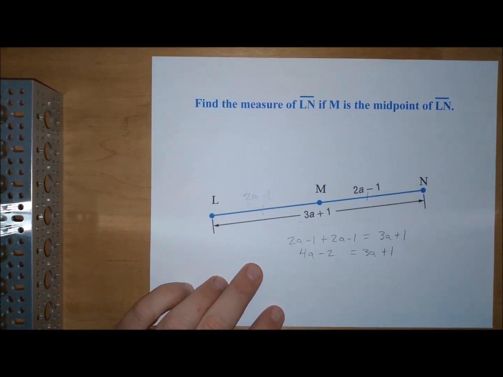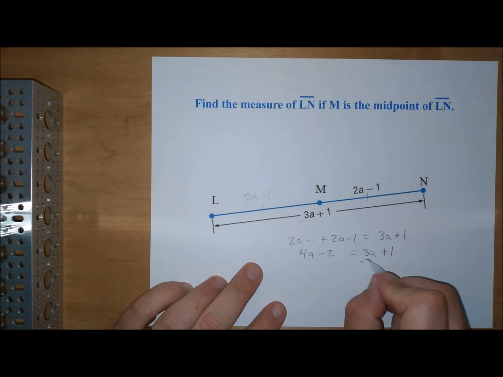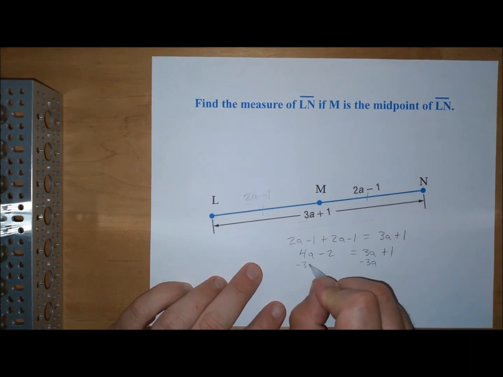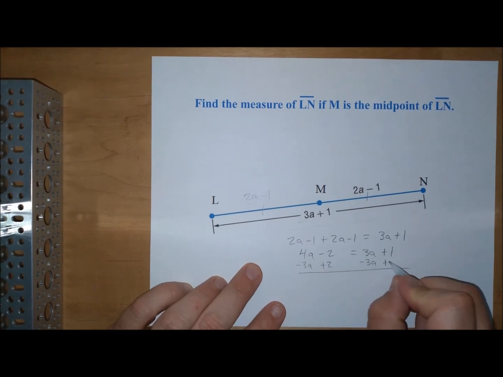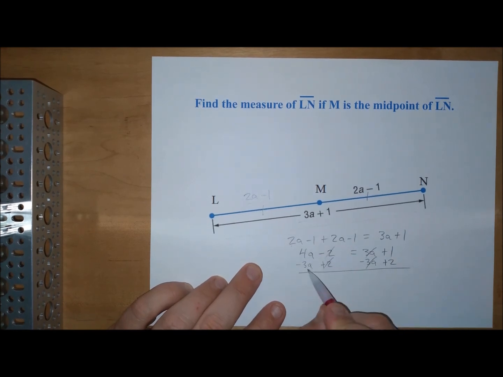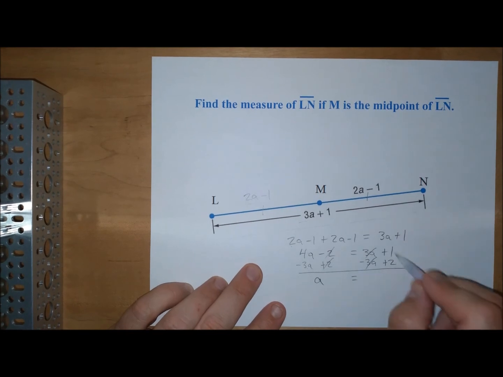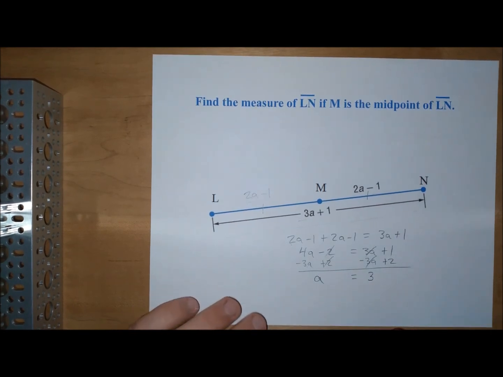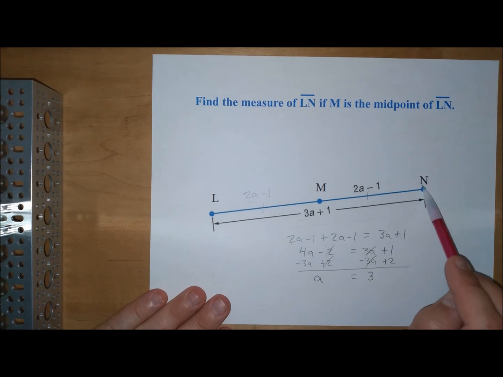Good. I'm going to go ahead and solve for A by subtracting 3A from both sides. At the same time, I'm going to add 2 to both sides. Okay, those 3A's go away. These 2's cancel. And I'm left with 4A minus 3A is just 1A. And 1 plus 2 is 3. Good. Did I answer the problem? Not quite. They want to know the measure of LN.